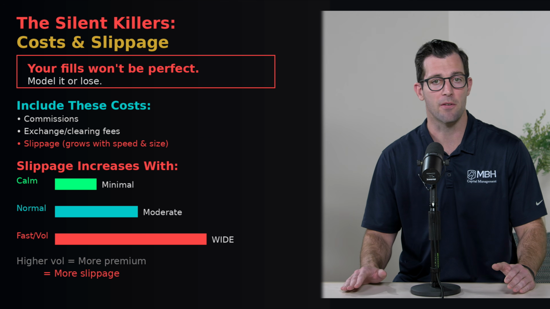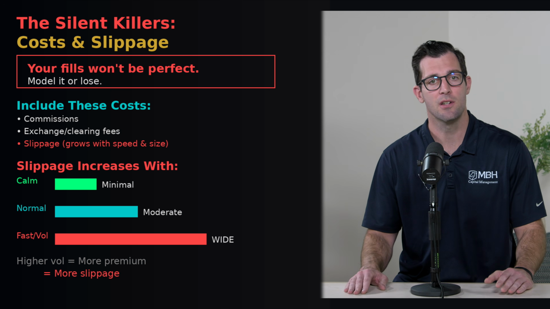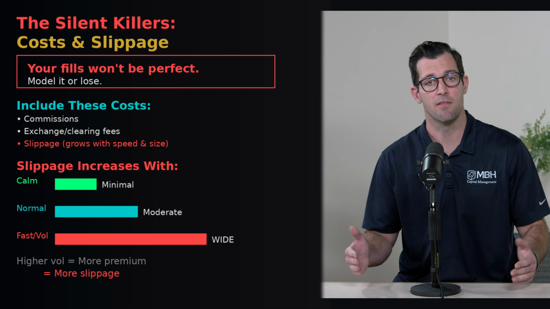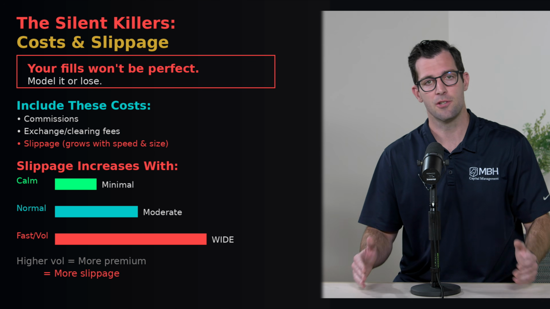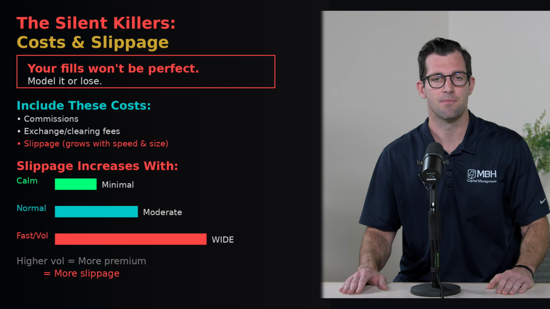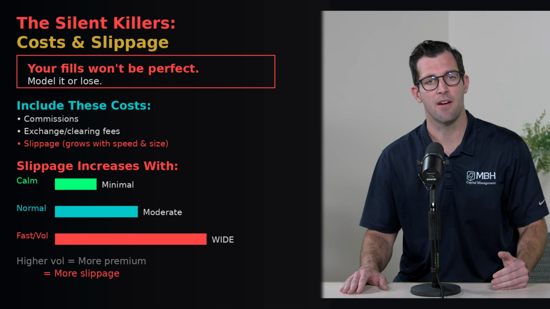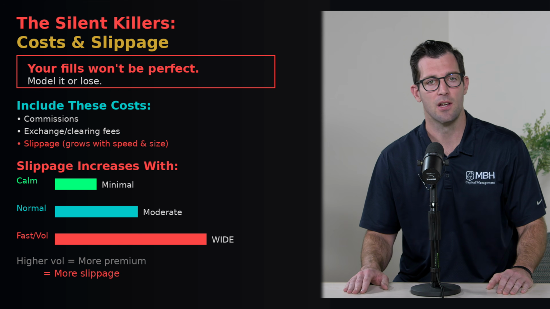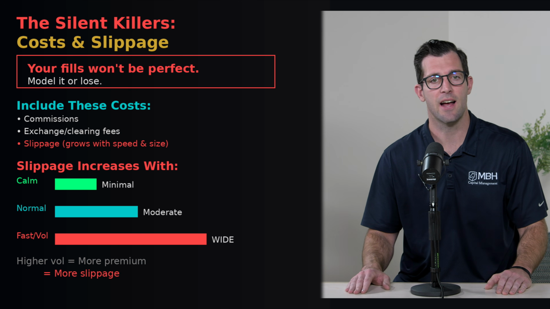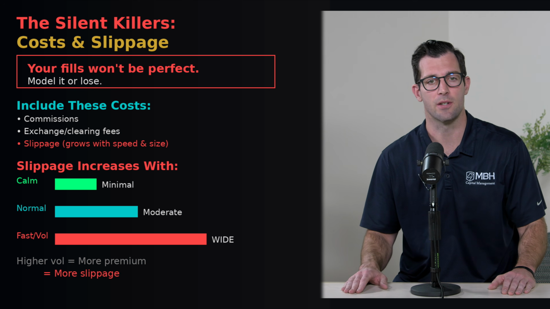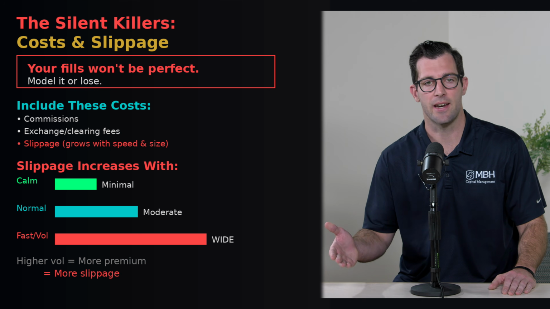The fills won't be perfect, so you need to model your commission, exchange fees, clearing fees, and most important, slippage. This grows as the speed of markets increases. Wider spreads, bigger orders, more slippage. If your curve only works with fantasy fills, it won't work in real life. We need to be aware of how modest our slippage assumptions are. If we're using a delta-based trade, as the market gets more volatile, you will experience more slippage. That means you need to build that into your backtest.